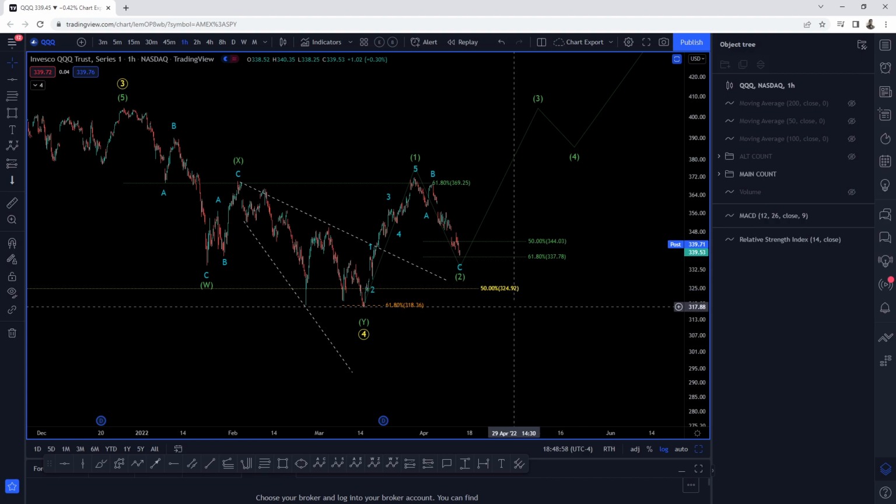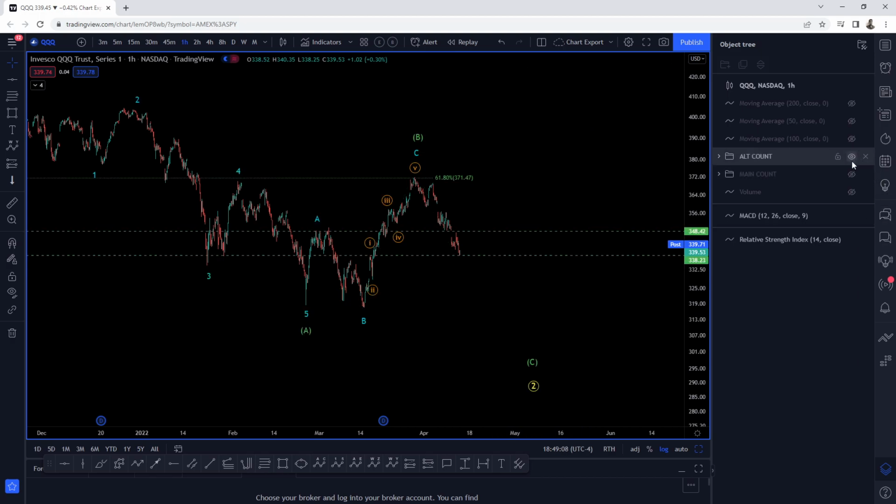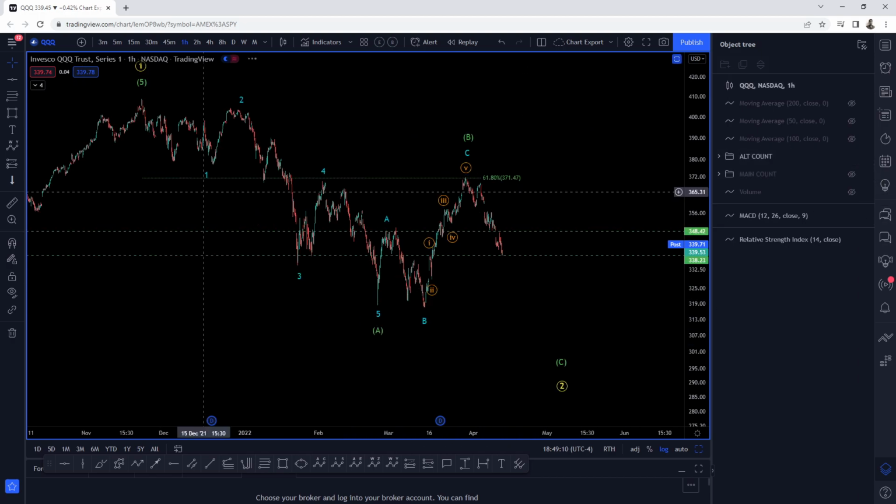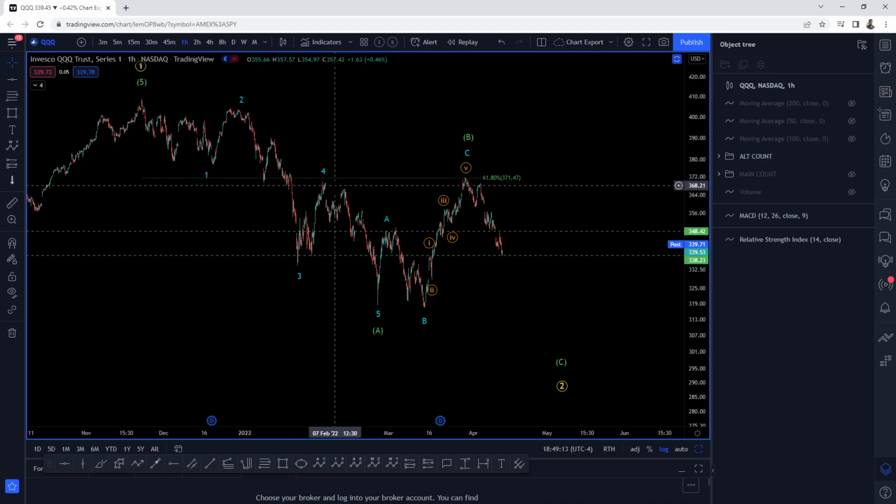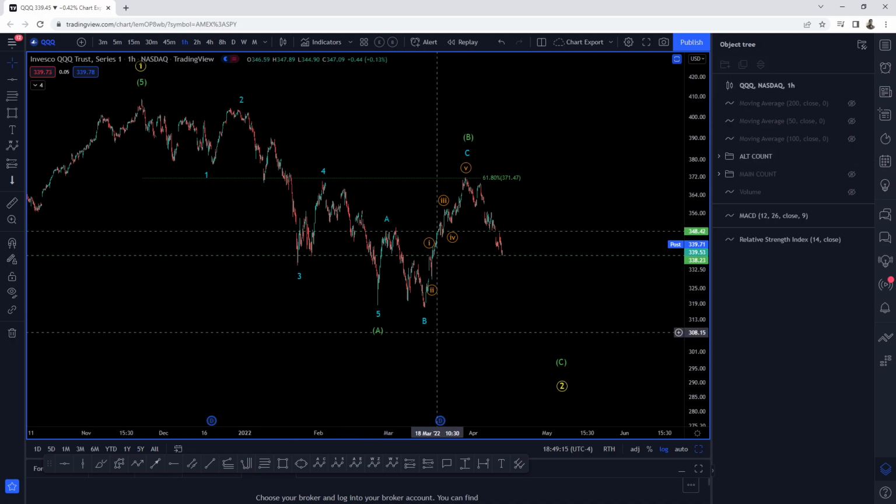The last level of resort to hold is anything at or below 317. But at that point, we're going to start looking for our alternate version of this count, which is this one. Same thing as in the SPY: we have 1, 2, 3, 4, 5, ABC to the 618 again, and then we found resistance.